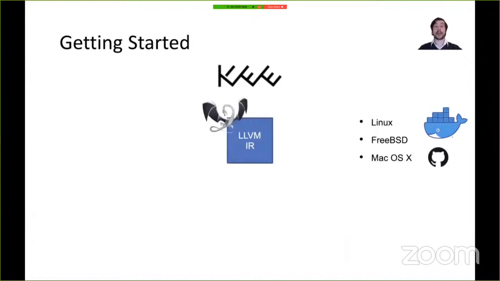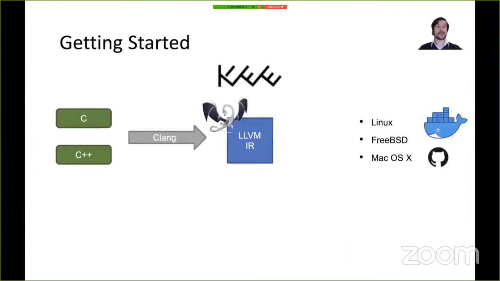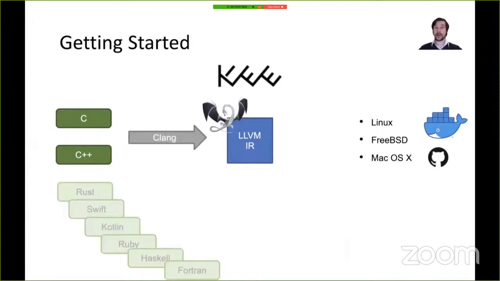KLEE is using the LLVM compiler infrastructure, and one of its major building blocks, the LLVM intermediate representation, LLVM-IR. To test an application, for example, which is written in C or C++, we need to compile that application into LLVM-IR. One way to do that is, for example, use the Clang compiler. As KLEE works on LLVM-IR, we can also test applications that are written in other languages, as long as there is a compiler which is able to convert those languages into LLVM-IR.